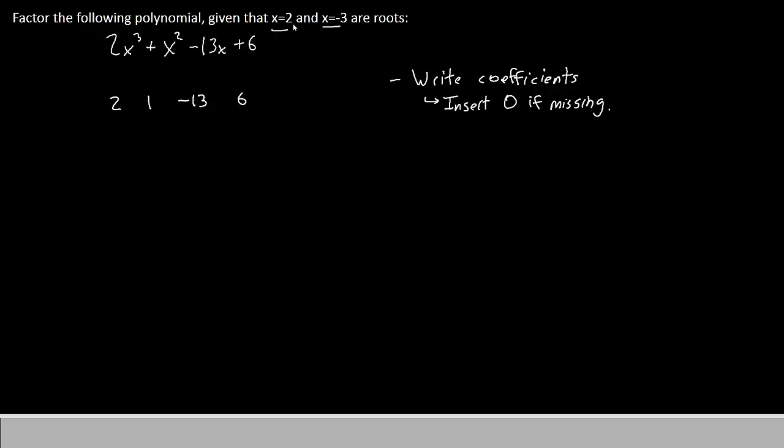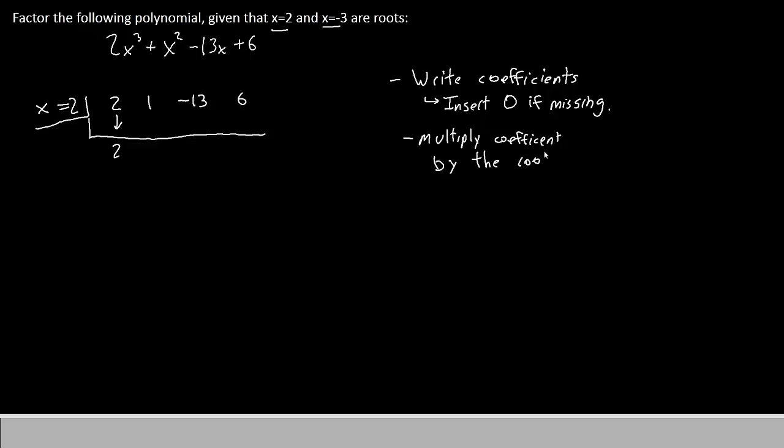Now, our first root is x equals 2, so I'm going to place it over here on the left and draw a little square box to show that it's separate from all of these coefficients, and then draw another square box underneath the coefficients. Our first step is to bring down the first coefficient, the 2, and then we are going to multiply that coefficient by the root on the left. That is, we're going to multiply the coefficient 2 times the root on the left, also 2. 2 times 2 gives us 4.